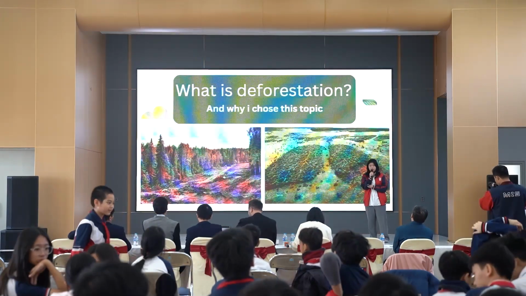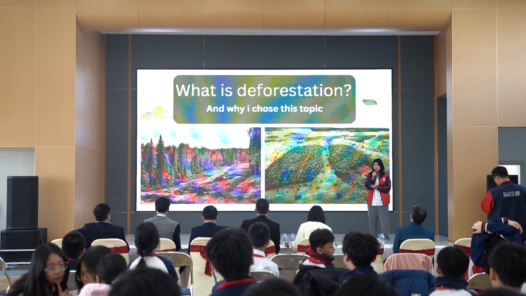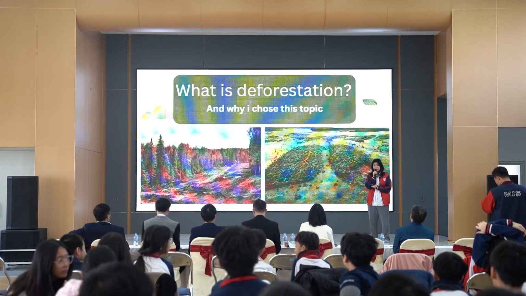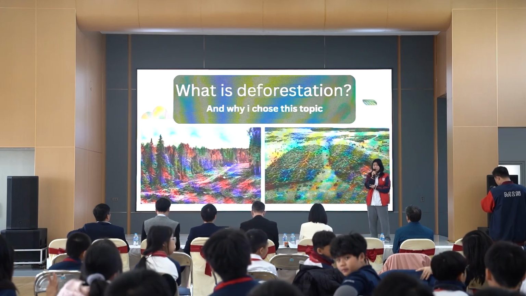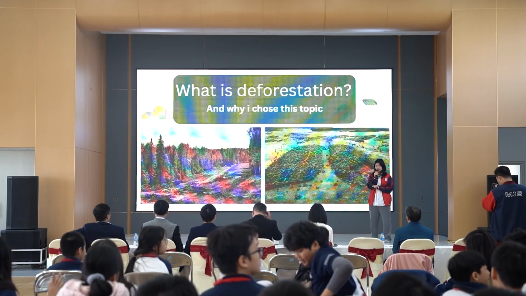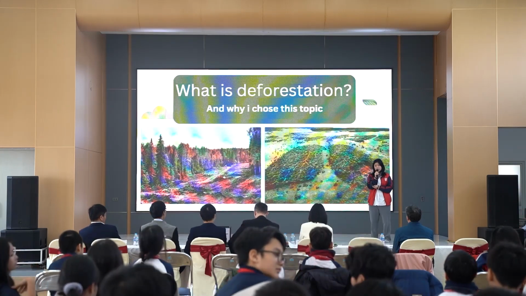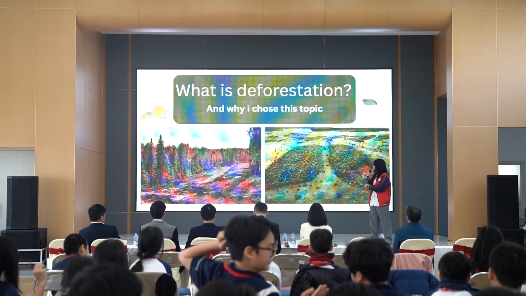So first, what is deforestation? Deforestation is an act of cutting, burning, or exploiting forests. And Africa has the world's largest global forest area, but is also the most impacted by deforestation. So I chose this topic as the most typical example of how our wildlands are in danger now.